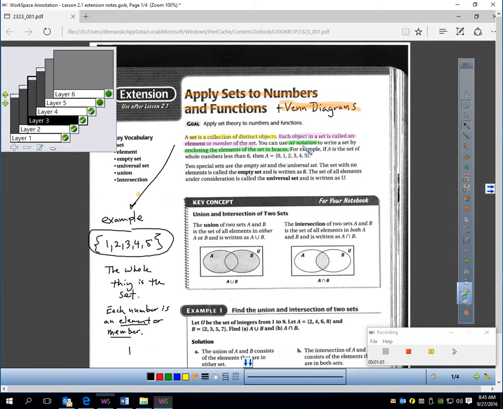You can use set notation to write a set by enclosing the elements of the set in braces. You can see I did that here. These little things that you can see I'm pointing at are called braces.